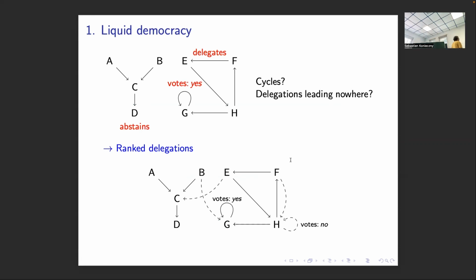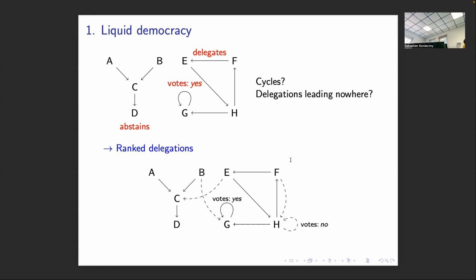So, of course, there are a few issues. And it is good that there are issues, problems, because it means that there are researchers who write papers about these problems. So two problems are indeed cycles. Here you see, E delegates to H delegates to F, and F delegates to E. And also there are delegations that lead nowhere, like A delegates to C, delegates to D, and D abstains. So what should we do with that?